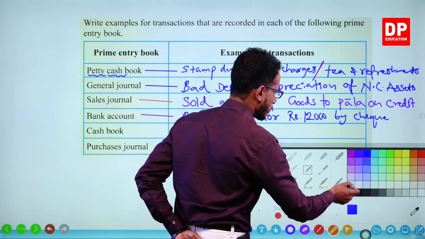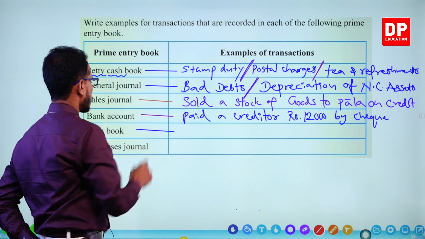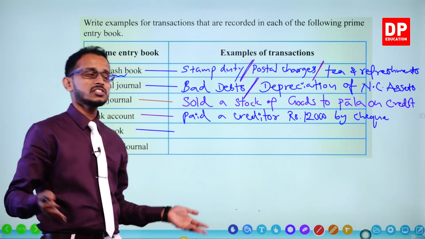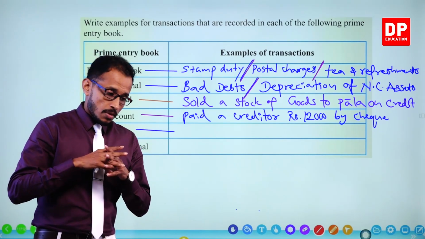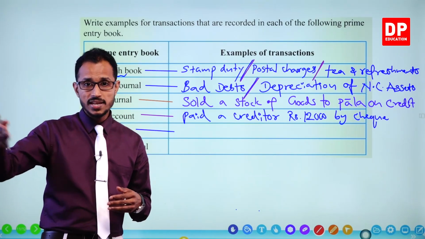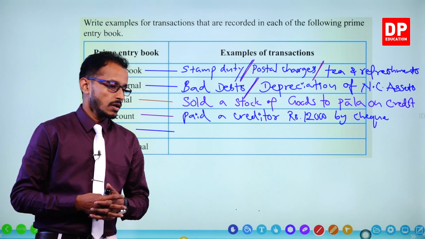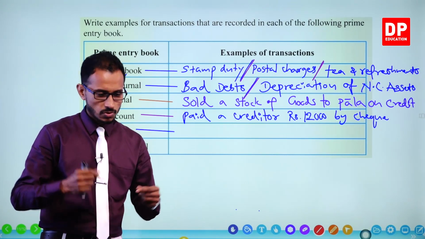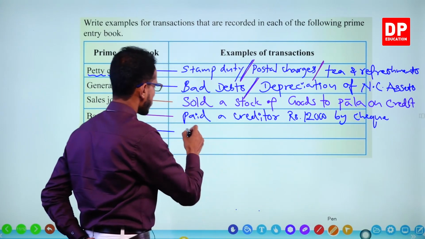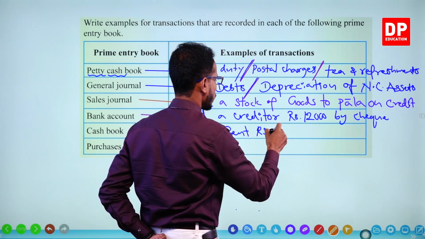We have taken a lot of transactions which go to the cash book. Paying rent, paying electricity bills, paying utility bills, paying salaries, receiving rent if we have rented our building, cash sales, cash purchases, advertising expenses, this and that, all the cash transactions go to the cash book. Paid rent, rupees 20,000.